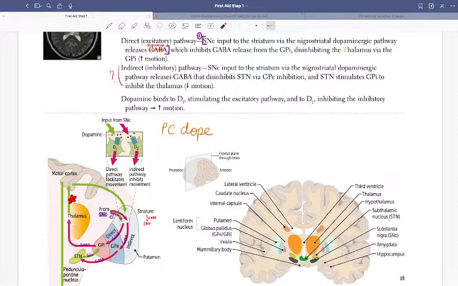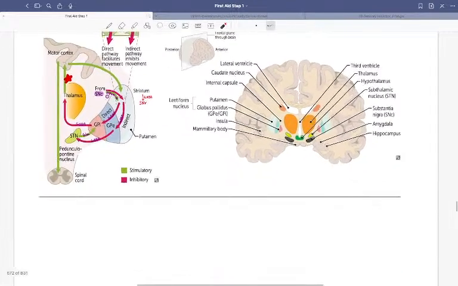In the indirect pathway, SNC inputs to the striatum and then via the nigrostriatal pathway releases GABA that disinhibits the subthalamic nucleus. So that's why the stimulation is not there. This inhibits the subthalamic nuclei via the GPE inhibition. Because this is inhibitory, it prevents the inhibitory control of this, and therefore it stimulates this. Because this is more stimulated, GABA goes to the thalamus, and therefore the thalamus is inhibited.